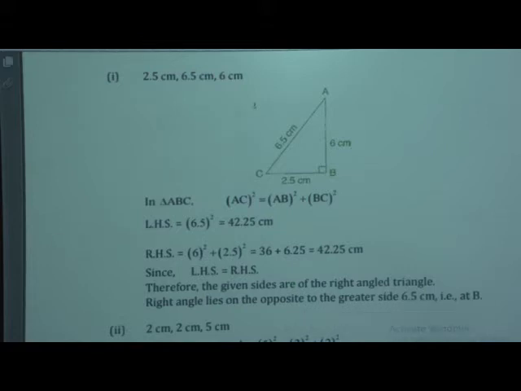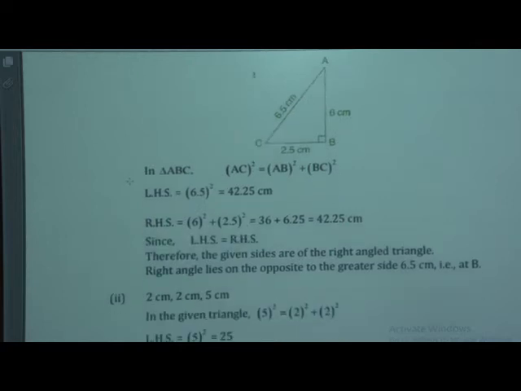So whatever we had done from the figure, it satisfies. Right angle means 90 degree lies on the opposite side of AC, that is 6.5 centimeter. In this way, whatever measurements were given to us, we had just a rough figure and we tried to plot those measurements and we applied the Pythagoras theorem. We will see some more examples.